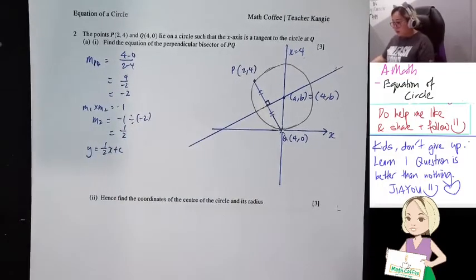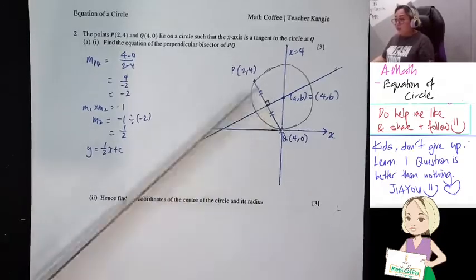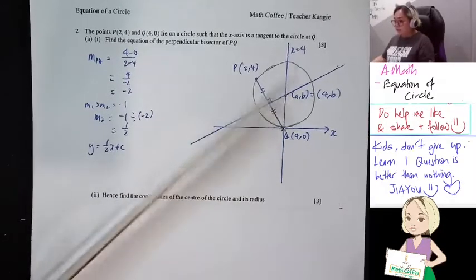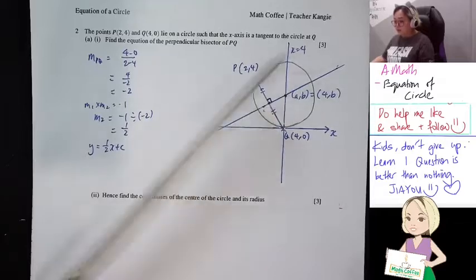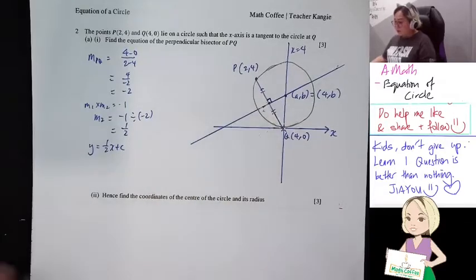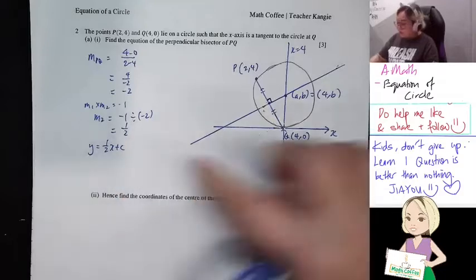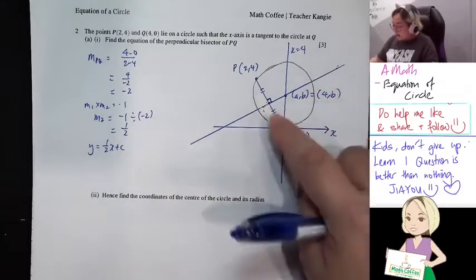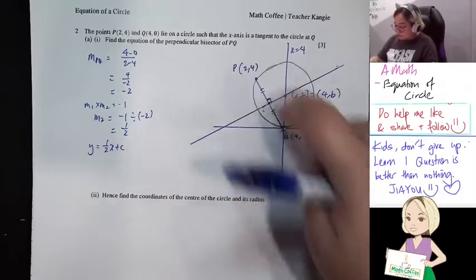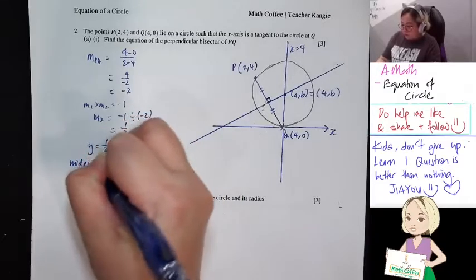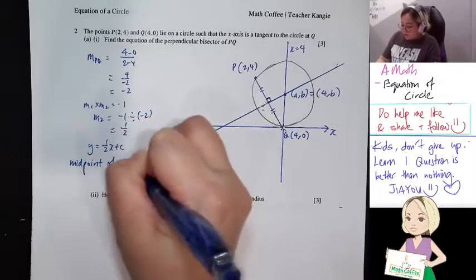How is that 90 degrees? This is a perpendicular bisector. Perpendicular means it's 90 degrees. This is a property. Okay? Next, you need to sub in a point which is on this line, and the only point that I have is the midpoint of PQ. So let's find the midpoint of PQ.